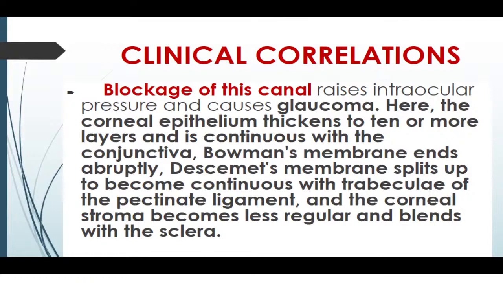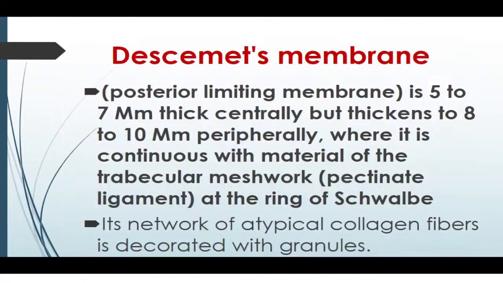Here, the corneal epithelium thickens to 10 or more layers and continues with the conjunctiva. Bowman's membrane ends abruptly. The cement membrane splits up to become continuous with the trabeculae of the pectinate ligament, and the corneal stroma becomes less regular and blends with the sclera.